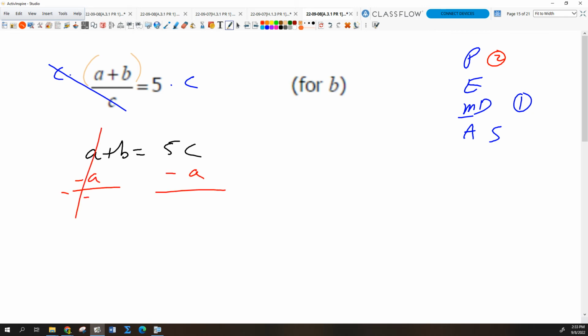So those guys cancel, and we get the B by itself equals 5C minus A. Okay, again, we'll get C's and A's in our answer, but that's to be expected, right? We still got the B by itself.